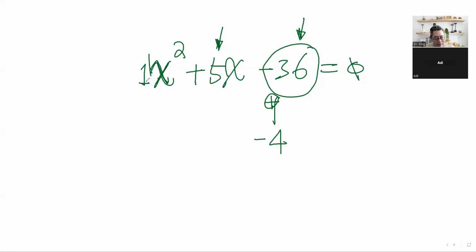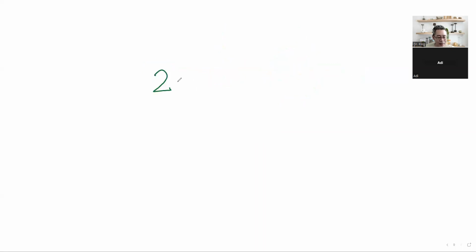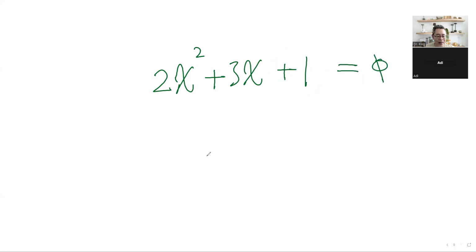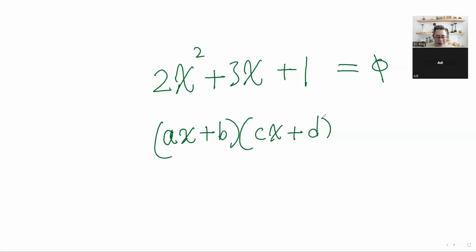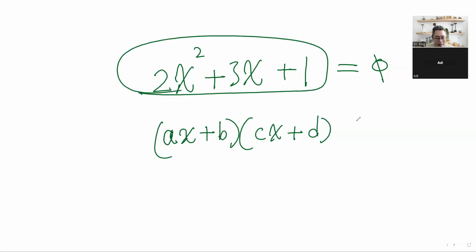And sometimes our first is not 1. It could be, say, 2x squared plus 3x plus 1 equal to 0. Then how do we solve that? This has to do with something we call cross multiplication. So this actually comes down to, if we have a function like this, ax plus b times cx plus d, that's basically what we want to break that into.